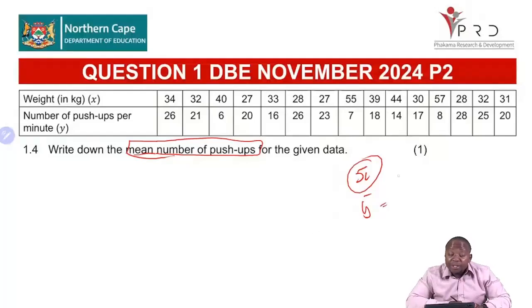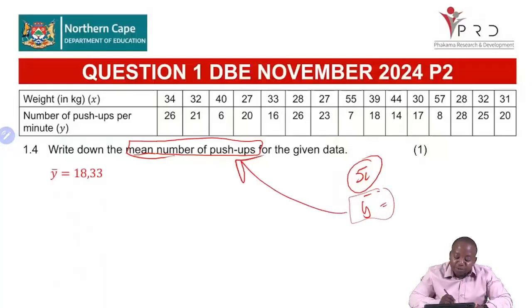And remember, we're using the stat mode to find this mean number of push-ups. Then from our calculator, our mean number of push-ups is going to be 18,33. So be clear to find the one for Y, because the one we're looking for is for the push-ups, and the push-ups are found on our Y. So this was a very nice, interesting question.